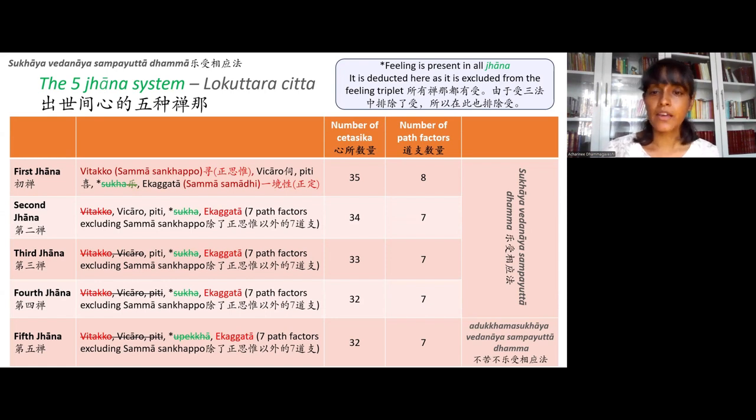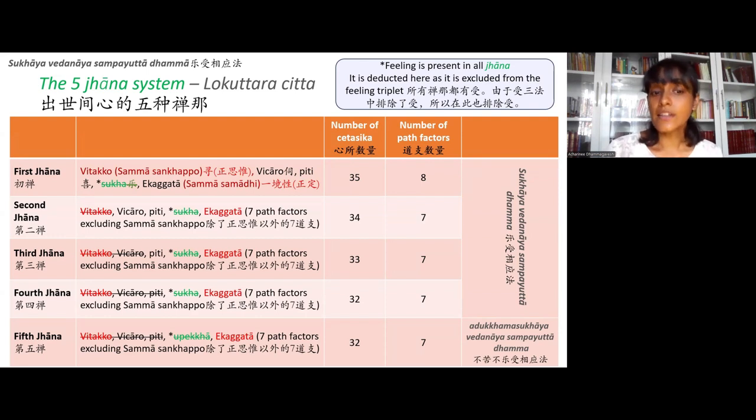It will be 8. And then the second jhana, because vitakka is eliminated, the total number of cetasika will be 1 less from the first jhana. So 35 minus 1, 34. And because vitakka is also a path factor, we get 7 path factors. So remember, vitakka is samma sankappa. Then the third jhana, we get vitakka and vichara, both are deducted. So now from 34, we deduct 1 more, we deduct vichara, we get 33. The number of path factors remain the same.